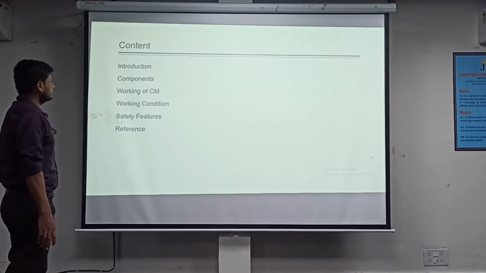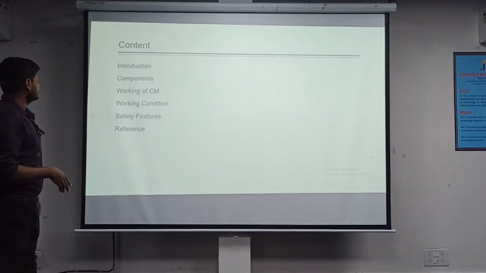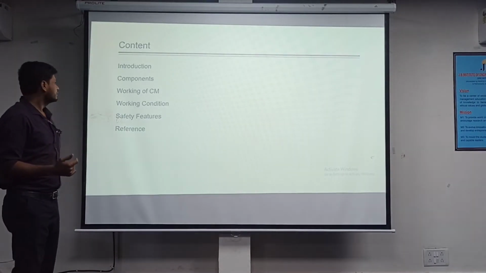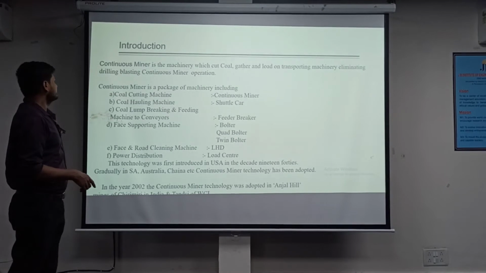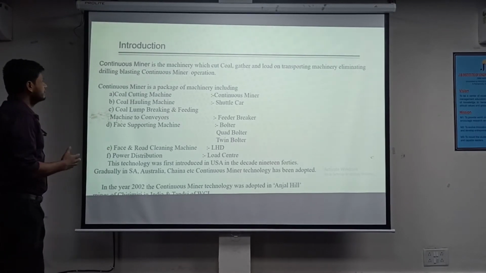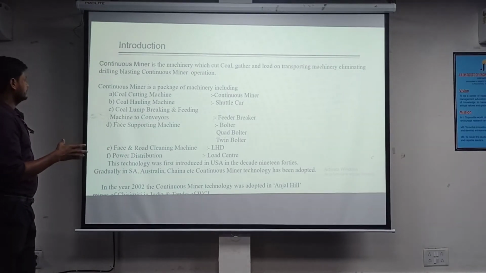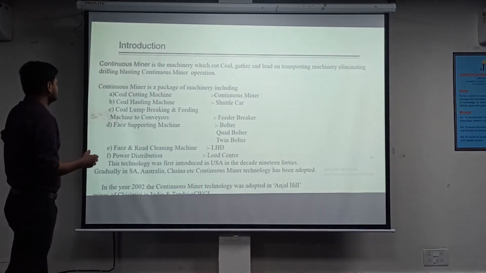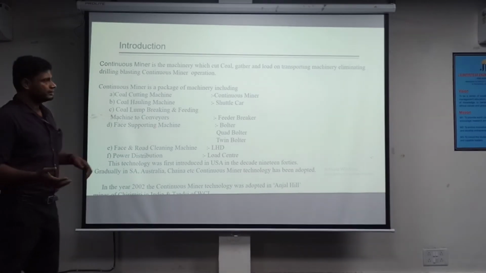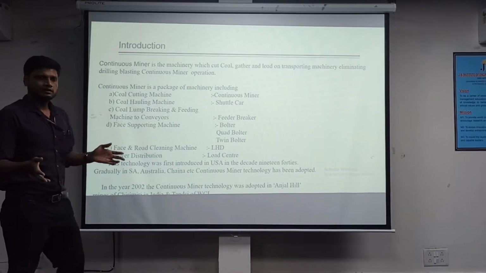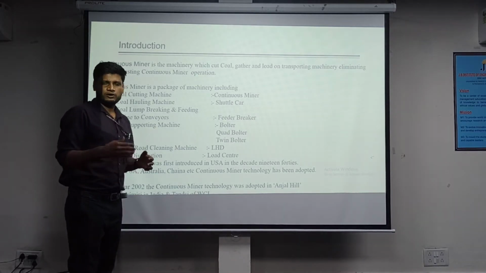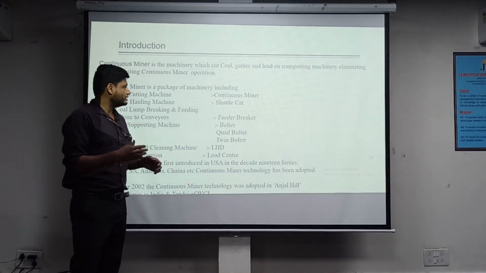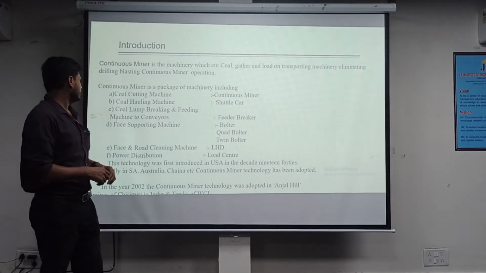In this regard, we will discuss the introduction, components, and working of the CM, working condition, and safety features. In the introduction, we will try to know the specification and what a continuous miner is. A continuous miner is machinery which, as I said, cuts the coal directly from the coal seam, and it is transported to the surface with the help of other transportation machines.